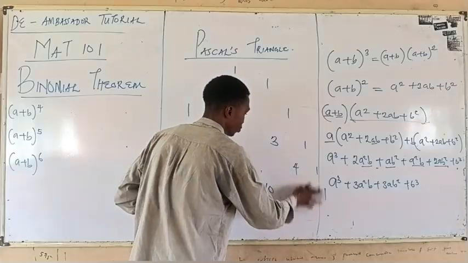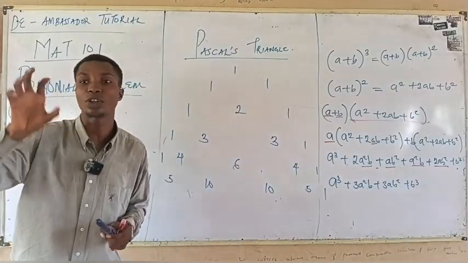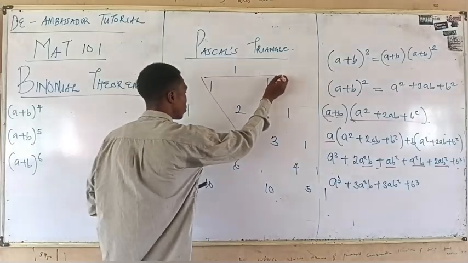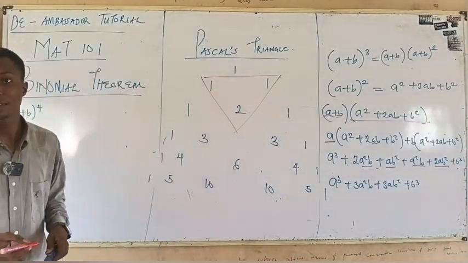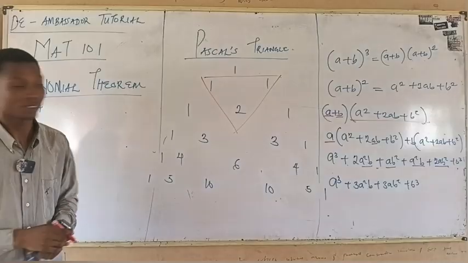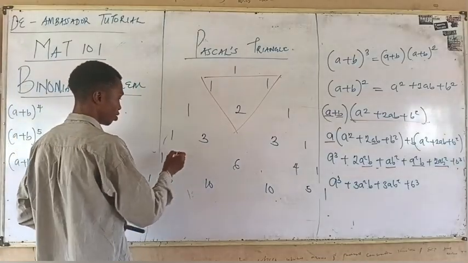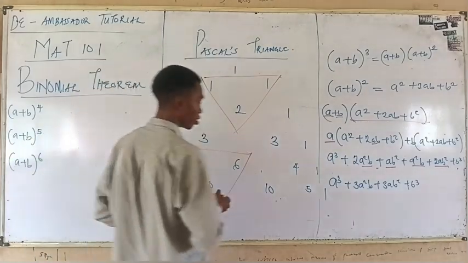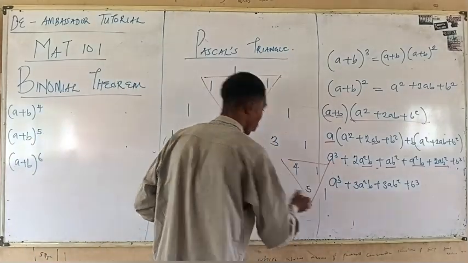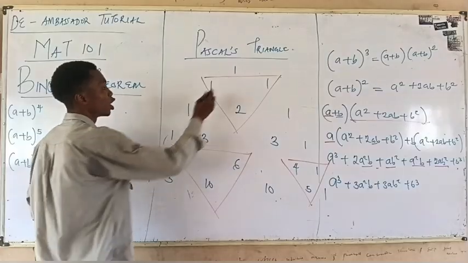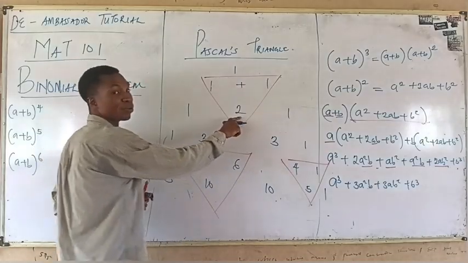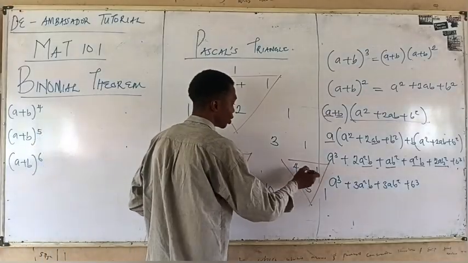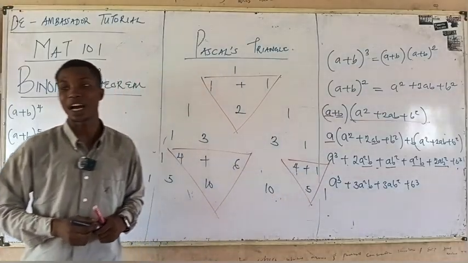Then the question is, how does the triangle form? Now, is it a triangle? It's not forming a triangle yet. So that triangle is telling you that if you add this and this together, you get the middle. Add this and this together, you get the what? Add this and this together, you get the what? That's what we call Pascal's triangle.